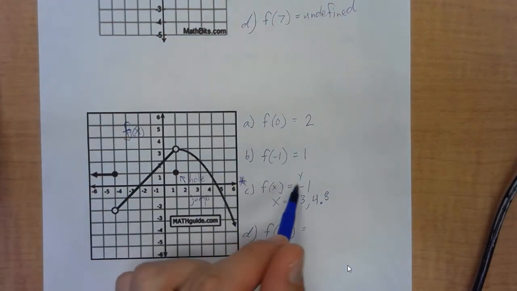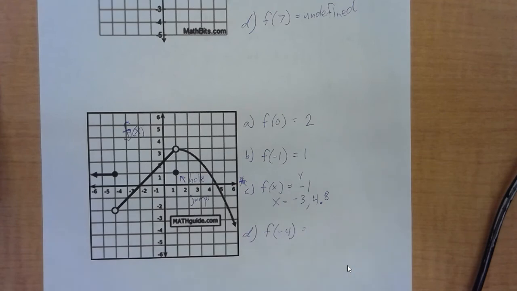So that's like the opposite question. It happens sometimes. Now this one, f of negative 4. So when x is negative 4, what is the function equal to?